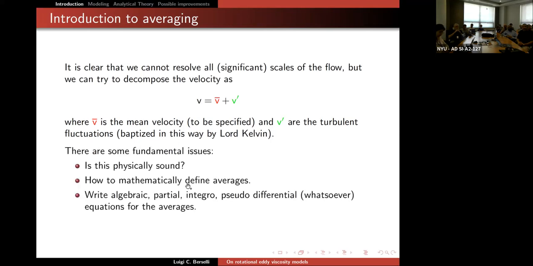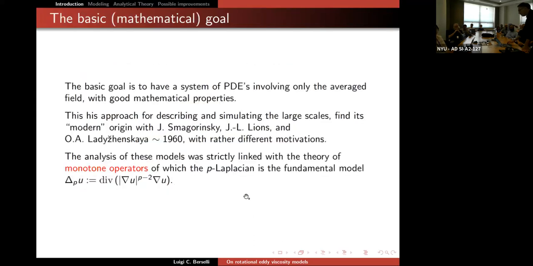Okay, so there are some fundamental issues: whether this is sound, and how these averages are defined, because there are several ways of defining space averages, time averages, statistical averages, and so on. And then one would like to write approximate equations for this V bar. For mathematicians, the basic goal would be to write an equation only for V bar, and then to have a good system of PDEs which gives me some information about the real averages of the flow.